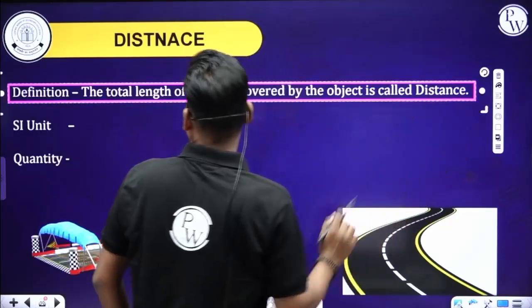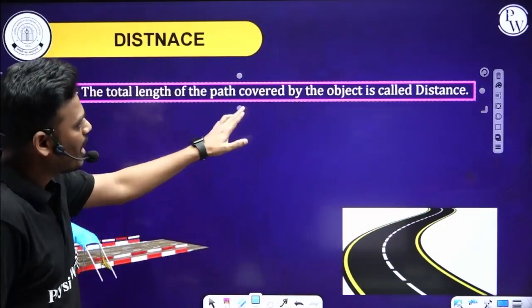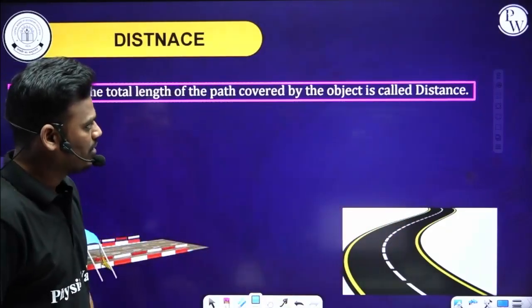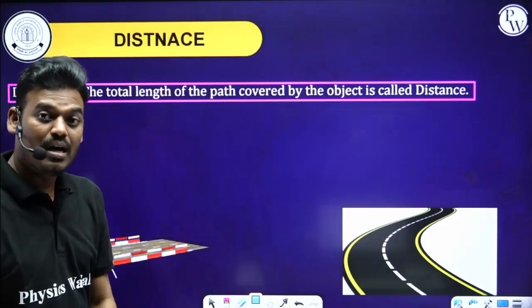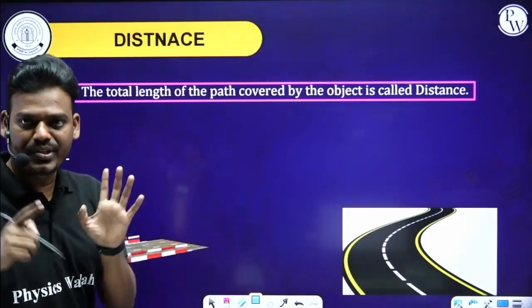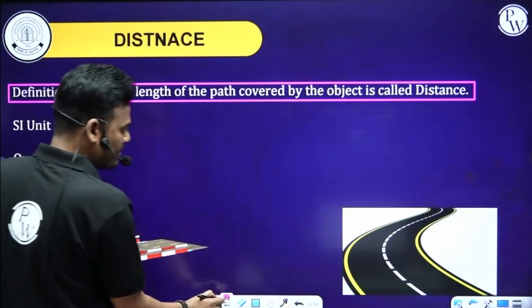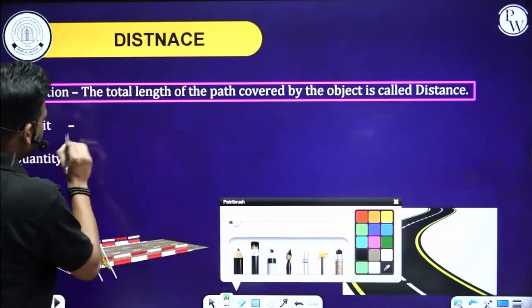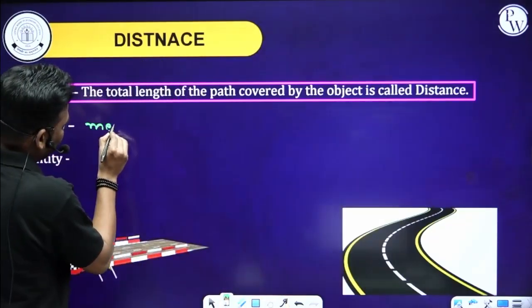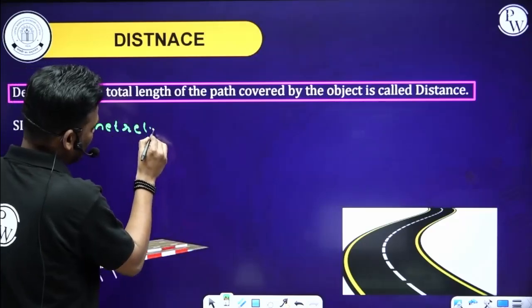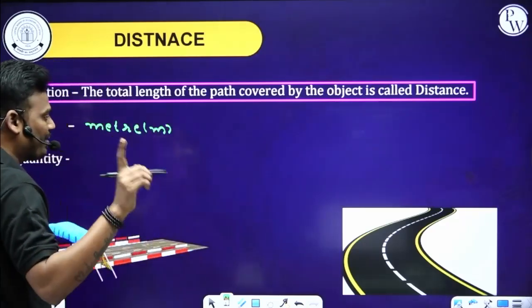Okay. So simple. Total length of the path covered by the object is called a distance. And it does not depend on a direction. So here you can consider the SI unit is meter. SI unit is a meter and it is represented by small letter m, not capital letter M.